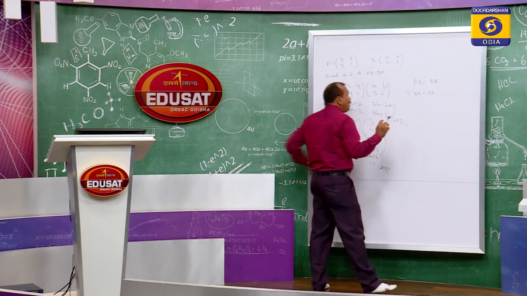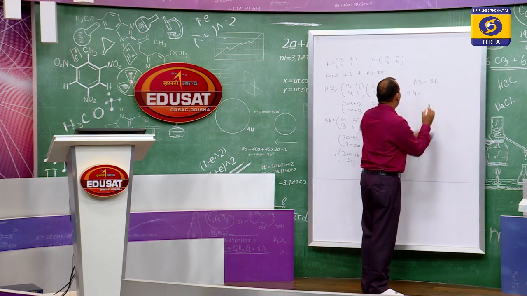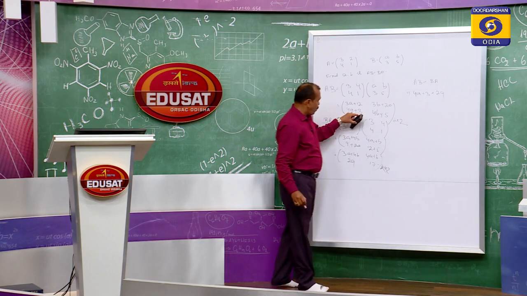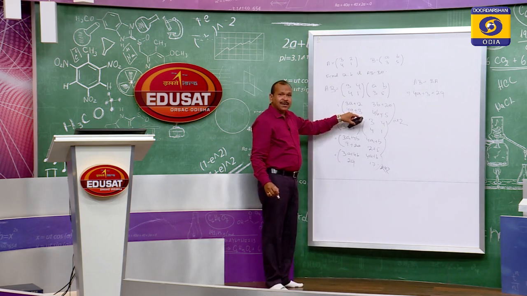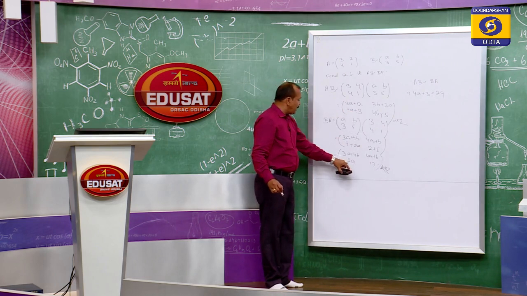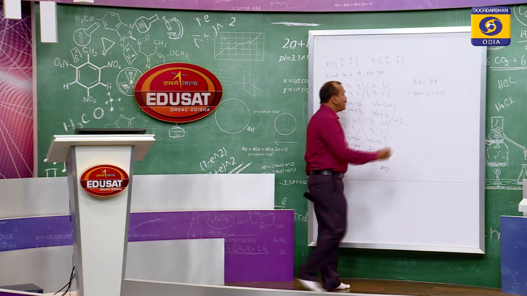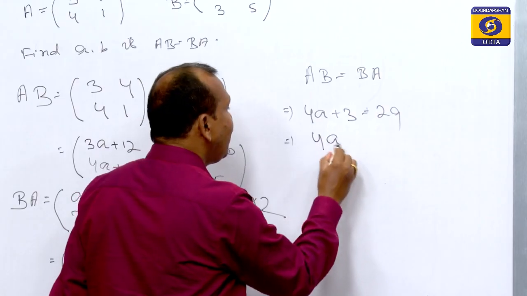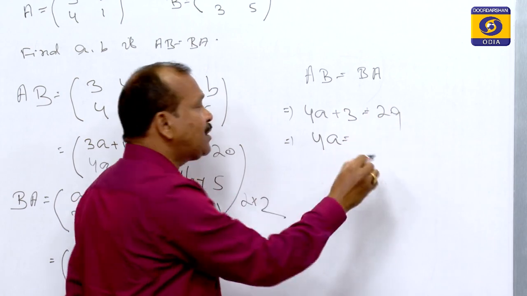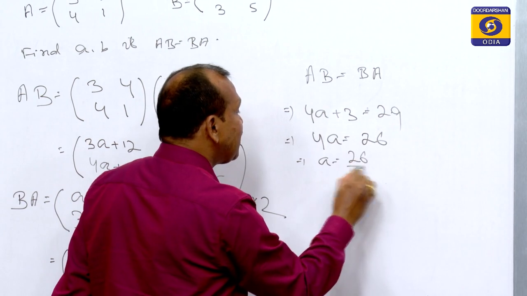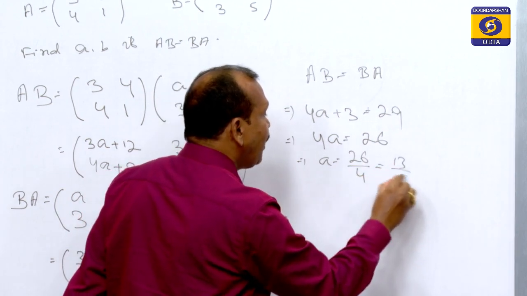This is the element of the second row and first column in AB, and in BA the second row and first column is 29. Then 4a plus 3 is equal to 29. This implies that 4a is equal to 29 minus 3, which is 26. Then a is equal to 26 by 4, which is 13 by 2.